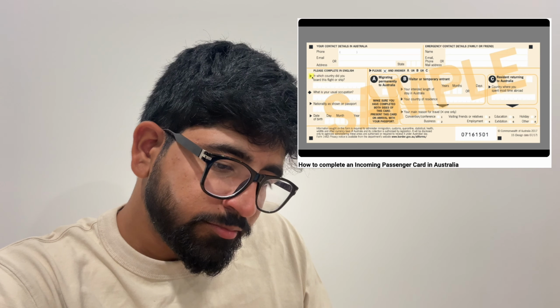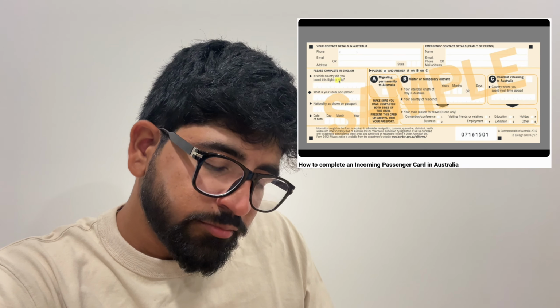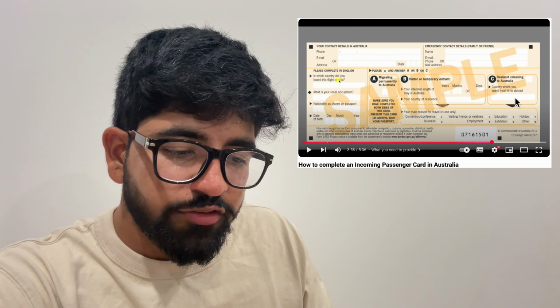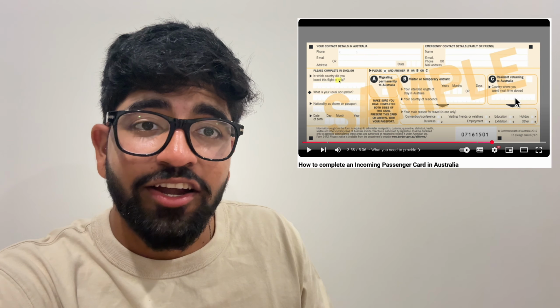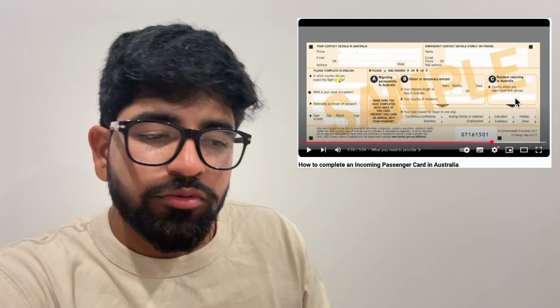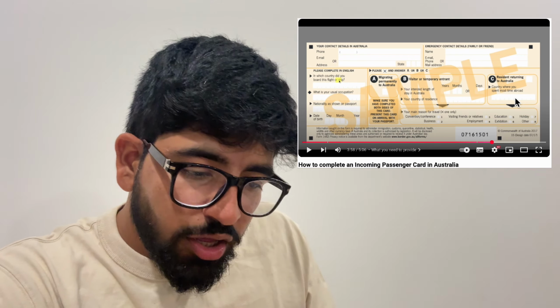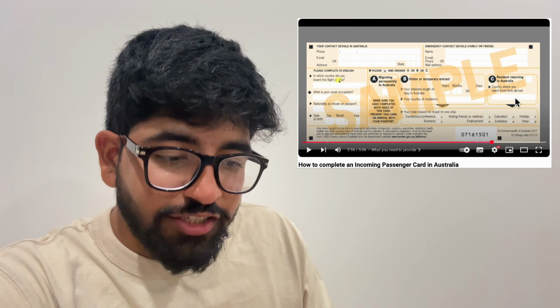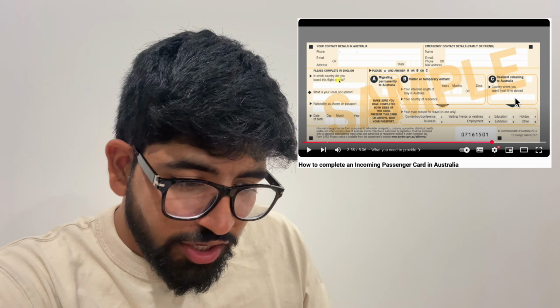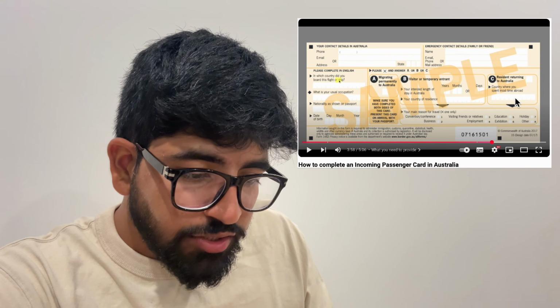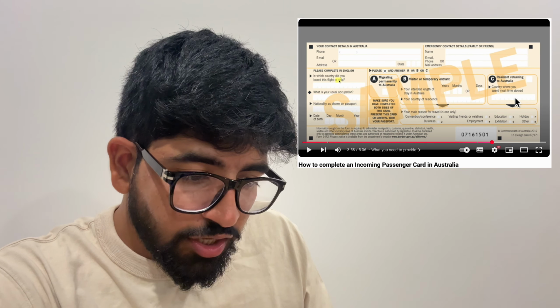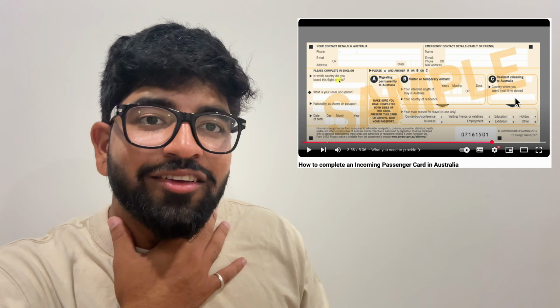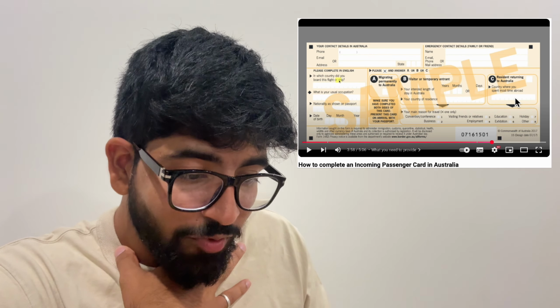Other information section. In which country did you board this flight or ship? If it's a connecting flight, let's say from Singapore, it'll be Singapore, not India. What is the usual occupation? Would be student. Nationality. Please answer A or B or C. Students will be answering the B one.